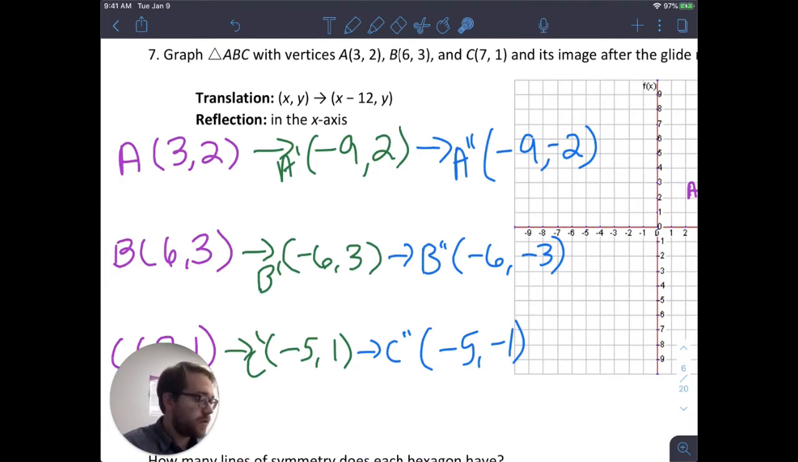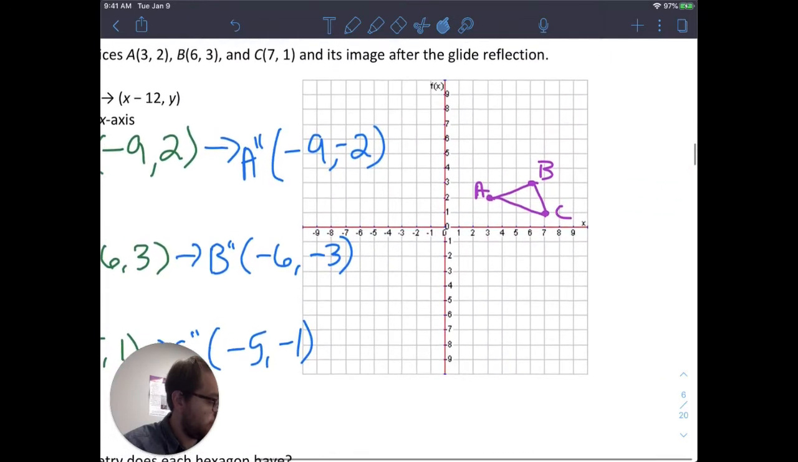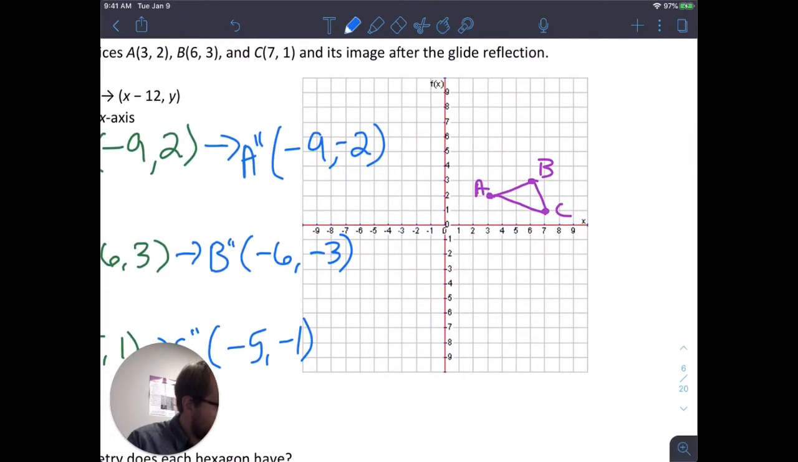Okay? So I'm going to graph these onto a coordinate plane. So (-9, -2), that's A double prime. (-6, -3), that's B double prime. And (-5, -1), that's C double prime.